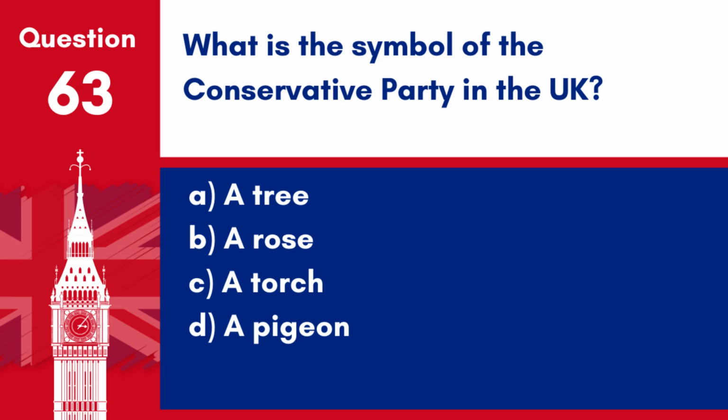Question 63. What is the symbol of the Conservative Party in the UK? A. A tree. B. A rose. C. A torch. D. A pigeon. Answer: A. A tree. The symbol of the Conservative Party in the UK is a tree.